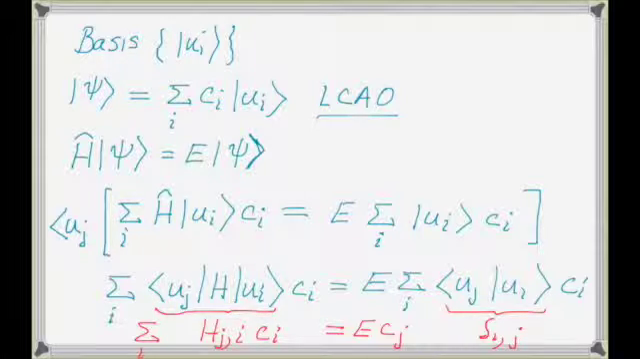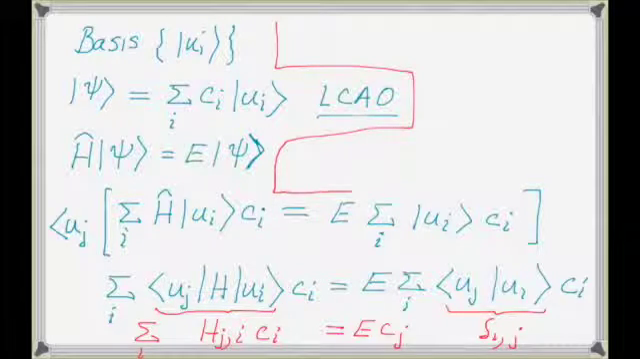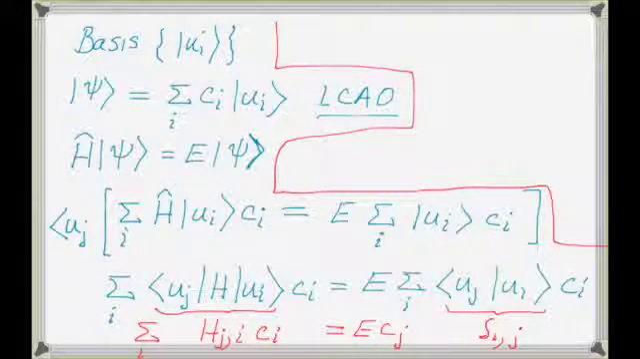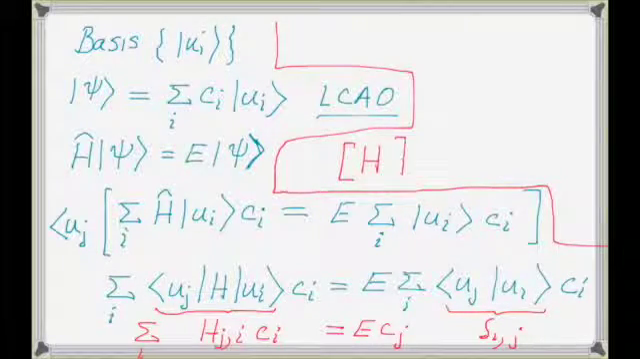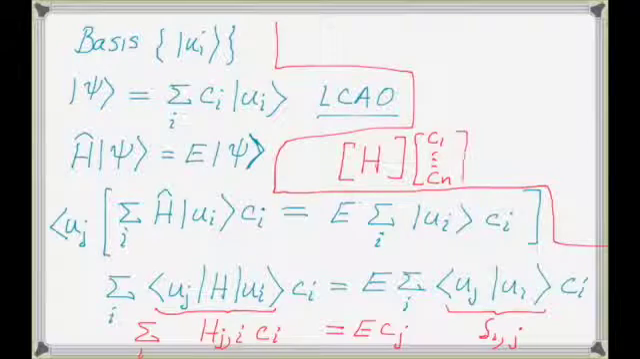And again, if we write that out like we did last time in normal matrix form, you would just have your matrix H acting on your column vector of C's, C1 dot dot dot to Cn, is equal to E times C1 to Cn. And that's the eigenvalue problem that you send off to MATLAB to get your eigenvalues and eigenvectors.